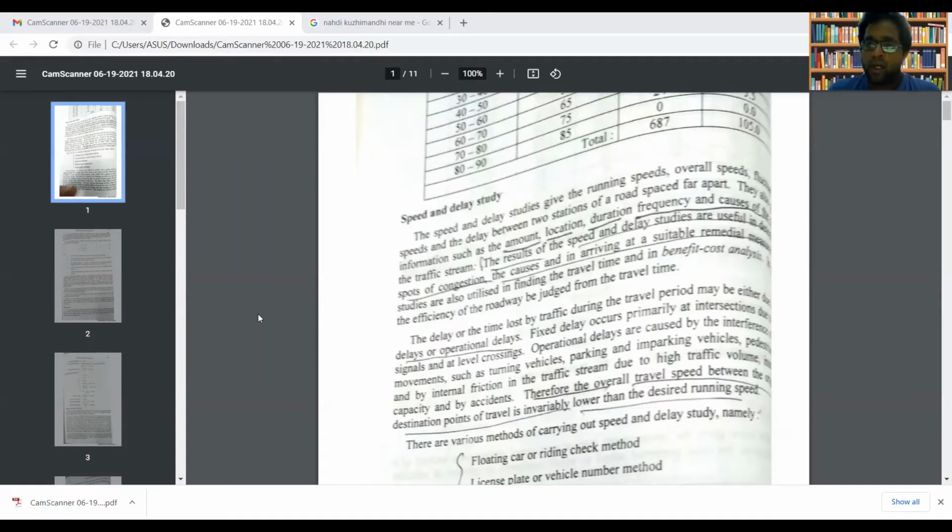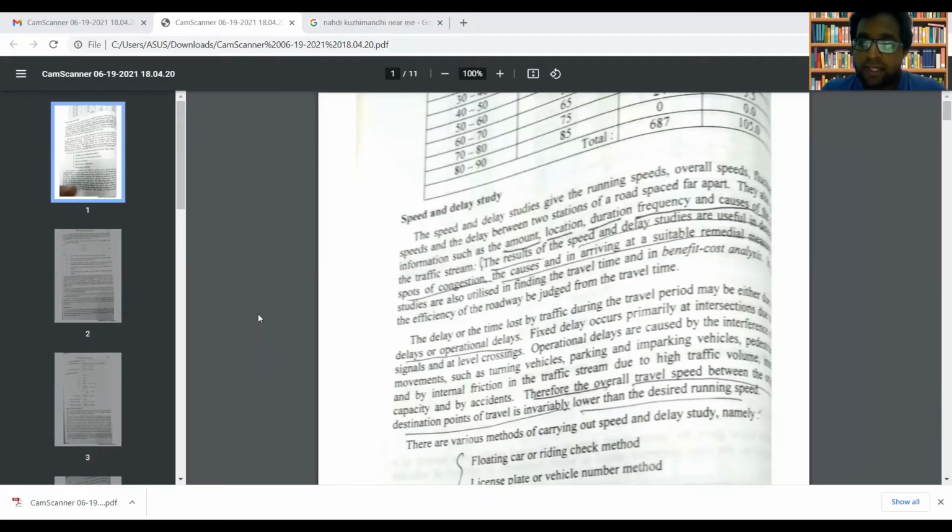Fixed delay means delay at intersections, when the vehicles are reaching the intersections or signals. You know that in case of signalized intersections, the signals will be controlling the flow of vehicles, right? So when the red light is on, it means that the vehicles are not allowed to pass. Such delays you call the fixed delay, during intersections, at level crossings, etc.